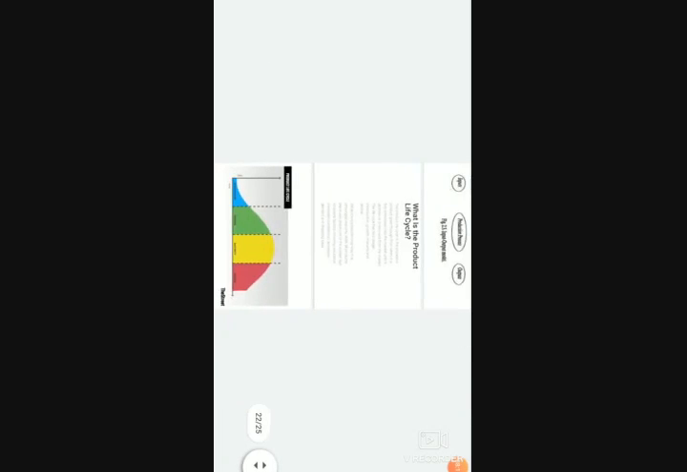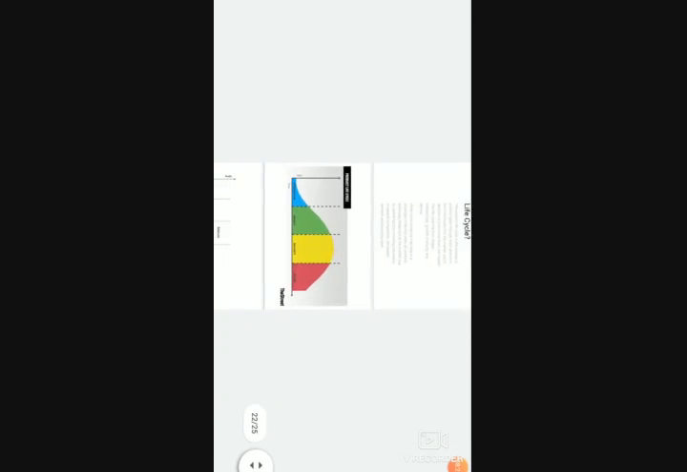Now again comes the product life cycle. What I was telling before, the product life cycle comprises mainly 4 stages: the introduction of the product in the market, the growth, the maturity, and decline. Let us have a look at the pictures.